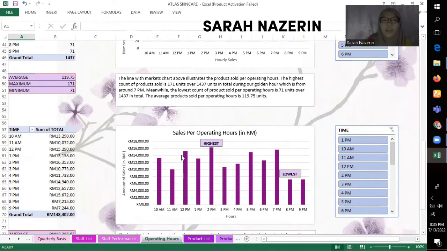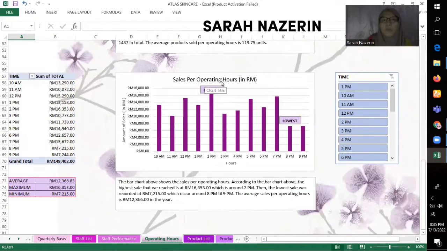119.75 units. And this last chart is about sales per operating hour in RM, and the highest sale that we reached is 16,353 ringgit, which is around 2 p.m., and the lowest sale was recorded at 7,250 ringgit, which is around 8 p.m. to 9 p.m., and the average sale per operating hour is 12,360 ringgit in the year 2021.